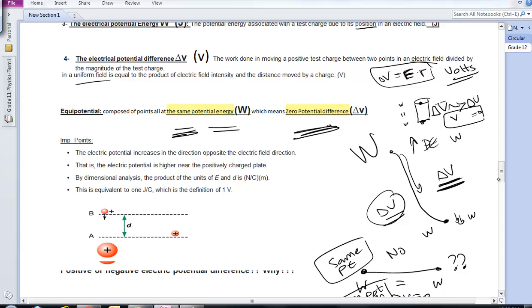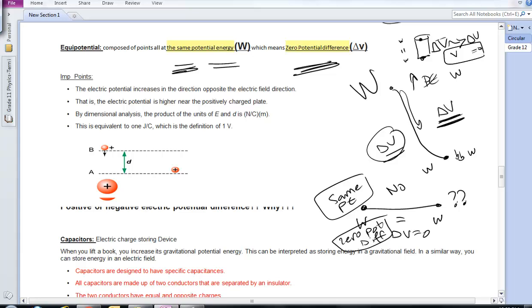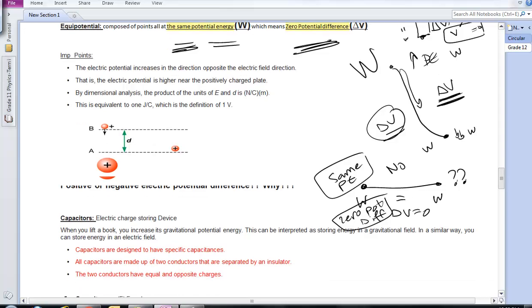So I hope that the meaning of equipotential is now clear. Equipotential, and it's from the name itself, means equal potential. I mean by equal potential energy, same potential energy, but zero potential difference. So don't miss this point.